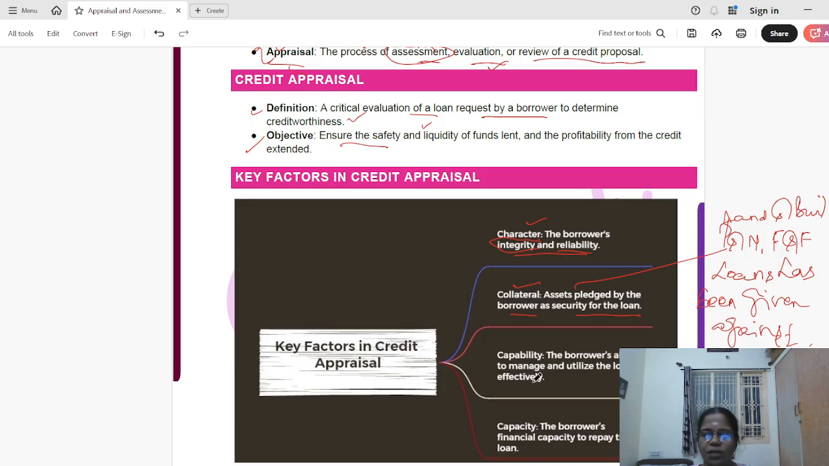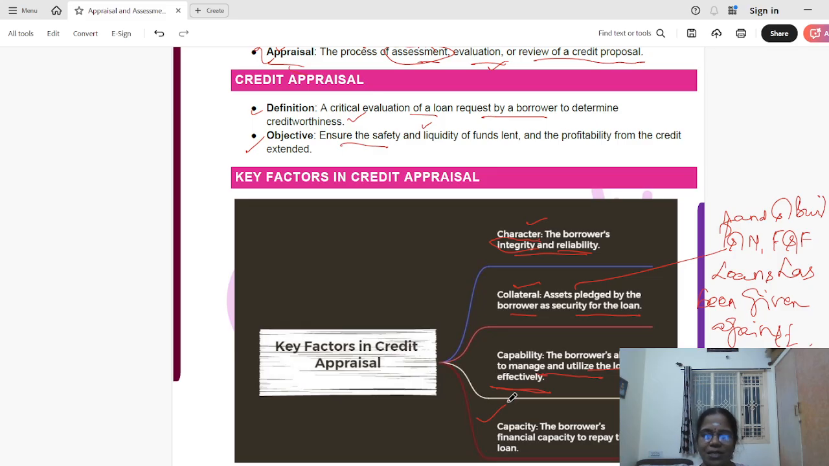Then, capability: whether the borrower has the ability to manage and utilize the loan effectively. Such a borrower has to utilize the loan amount only for the purpose for which they have taken the loan. For example, if it is an education loan, it should be used only for education purposes. If the loan is taken for construction of a building, it should be used only for construction of a building. That is capability, the borrower's ability to manage and utilize the loan effectively. They have to utilize the loan in an effective manner, then only can they repay the loan without any difficulties.